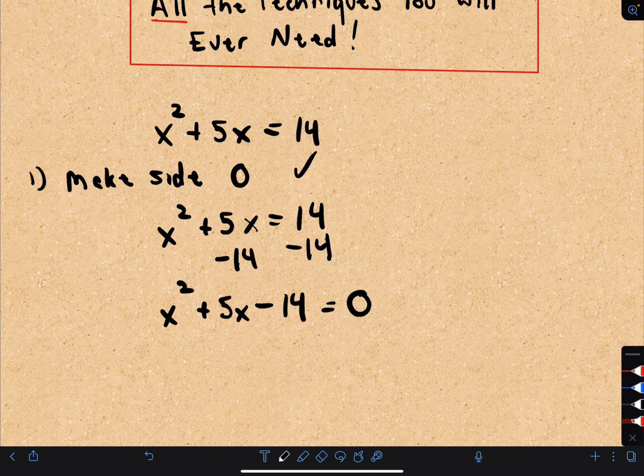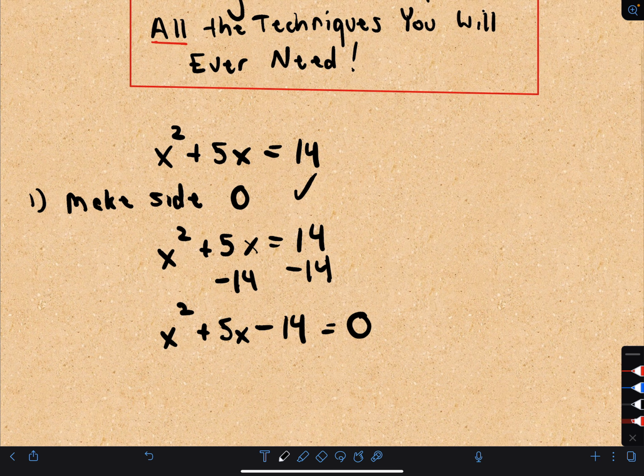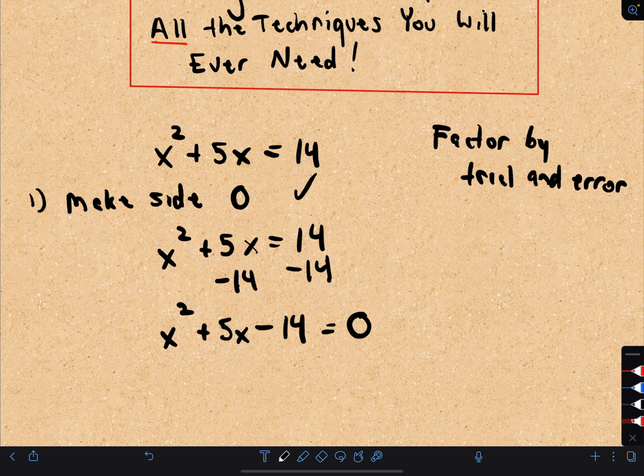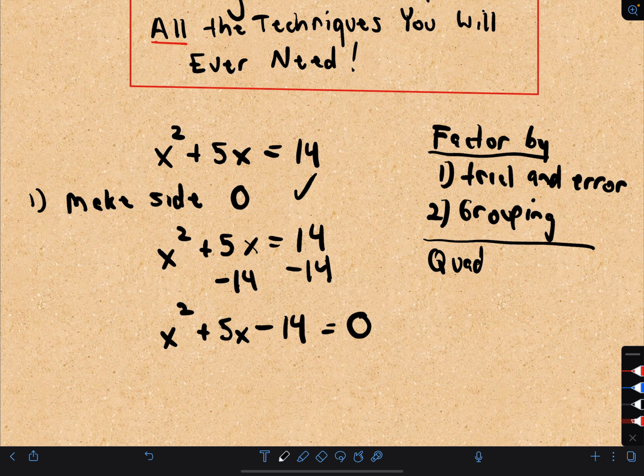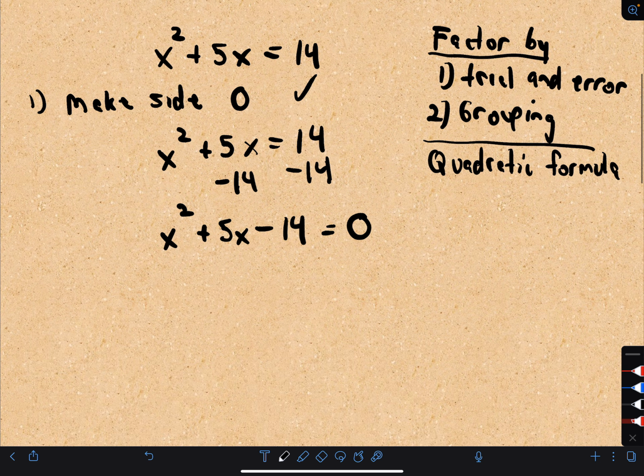And now what we try to do, there's lots of different things you can do. You can try to factor. So I'm going to talk about factoring, and I'm going to factor by trial and error. So we can factor by trial and error. We can factor by grouping. So we'll look at one using grouping. And then another thing that we'll do is to use the quadratic formula.